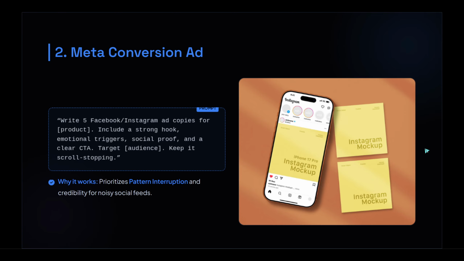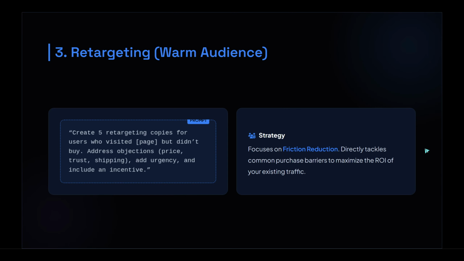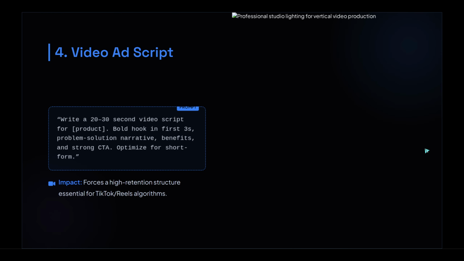For warm audiences, use a retargeting prompt. Have ChatGPT create 5 ad copies for users who visited your product page but didn't purchase. Direct it to address common objections like price, trust, or shipping. Add urgency, and include an incentive such as a limited-time discount or free shipping. Keep the tone persuasive but friendly. This works because it tackles friction points head-on while leveraging familiarity, which lifts conversion rates. Ask for variations that speak to different hesitations so you can match messages to user behavior.